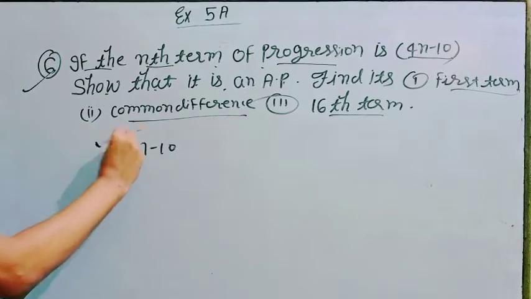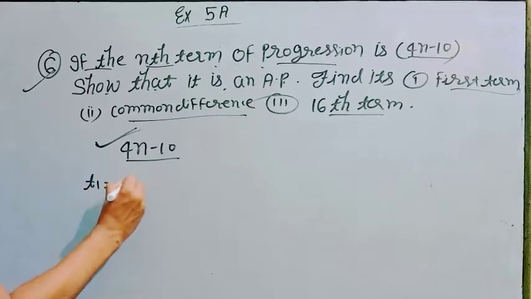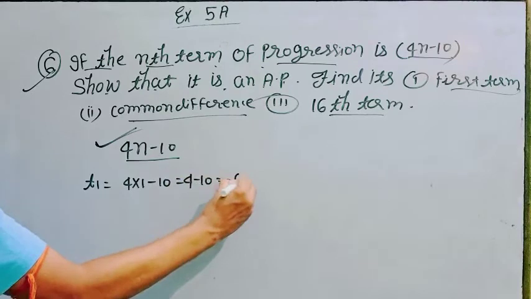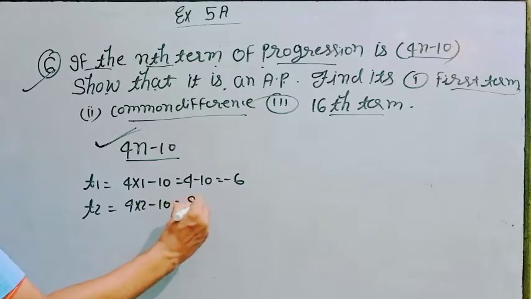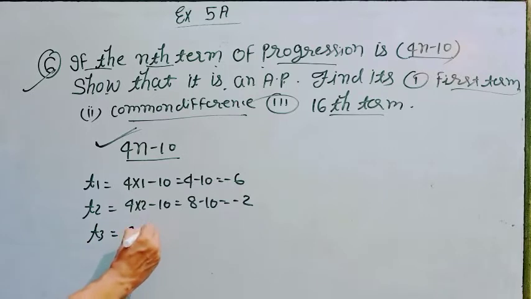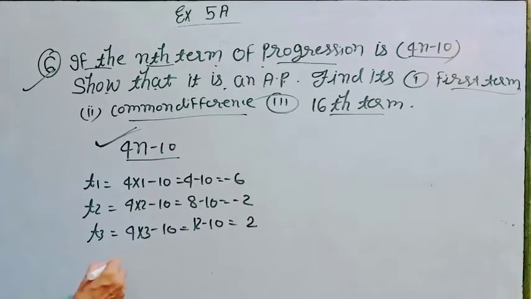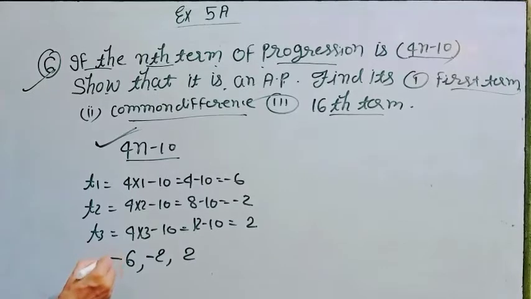Dear student, if the term is given in the form of n, then you write its first term is 4 into 1 minus 10, that is 4 minus 10, that is minus 6. The second term is 4 into 2 minus 10, that is 8 minus 10, that is minus 2. And the third term is 4 into 3 minus 10, that is 12 minus 10, that is 2. So here we have minus 6, minus 2 and 2. The first term is minus 6, the second term is minus 2, and the third term is 2. Now your question: is it in AP or not?